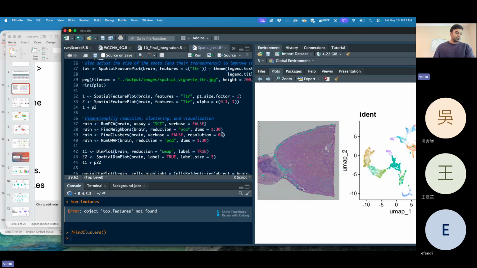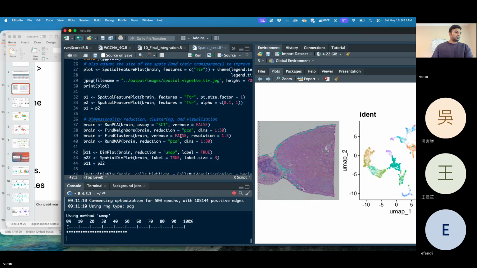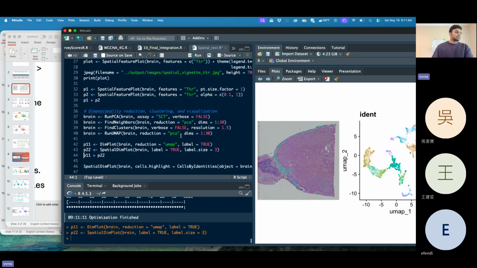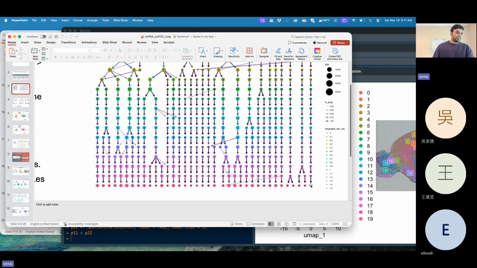Let's take 1.5. Then you can see previously it is 14 different clusters. Now it has increased to 15, 16, 17, 18, 19. So almost five more clusters are observed. If I increase to 1.5, it splits the spots into five more groups like this.